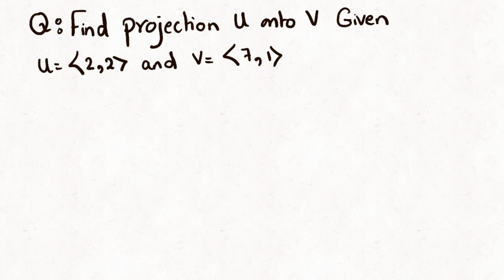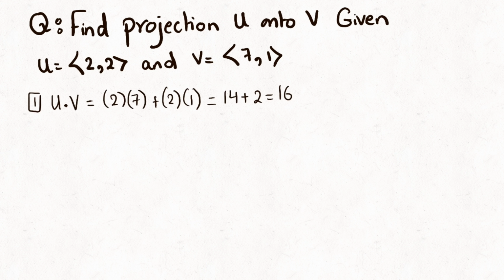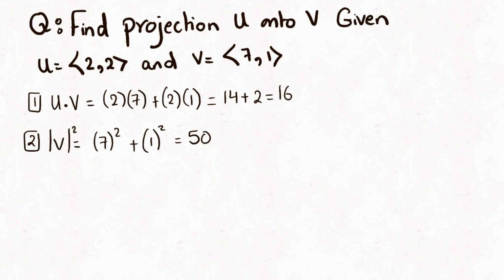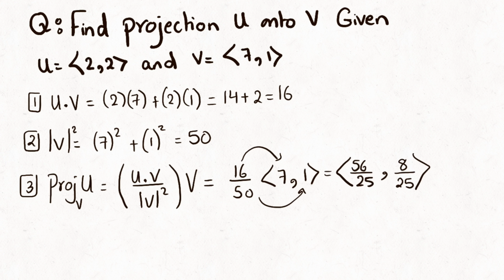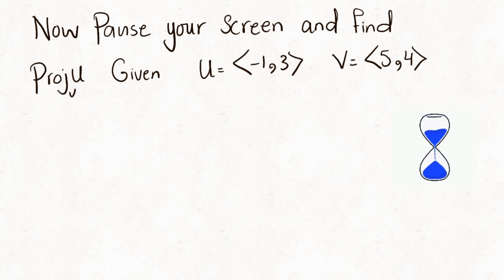Take the following example. Find the projection u onto v given u and v. Now, first of all, we will find the dot product. Then we will find the magnitude of v squared. Then we will recall the rule: projection u onto v is basically u dot v divided by magnitude v squared, times v. We apply the values, then we find the final answer. Freeze the screen and solve the question and compare your answer with mine.